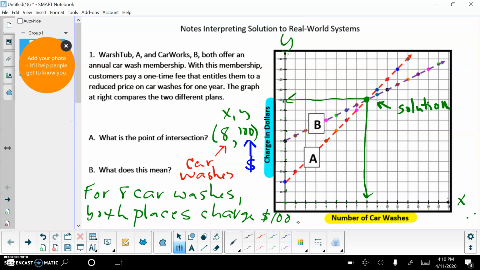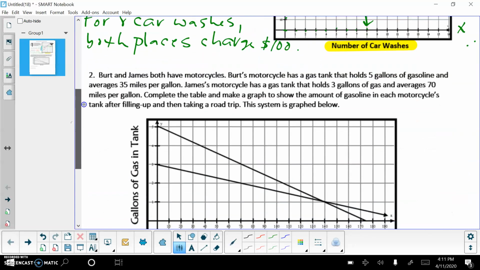At any other time, 1 car wash, 2 car washes, 10 car washes, any others, they charge a different amount. That's the one time where they charge the same amount for the same number of car washes. Now I'm going to look at the second example.